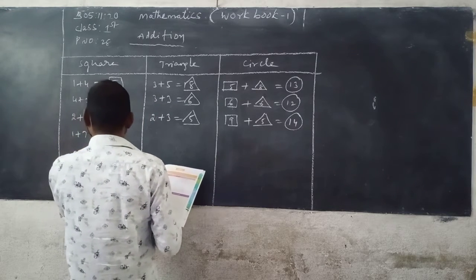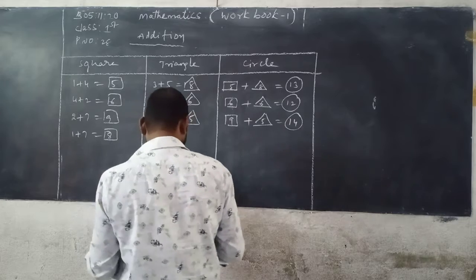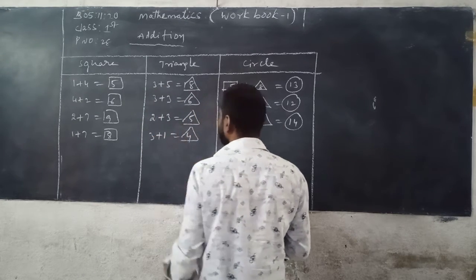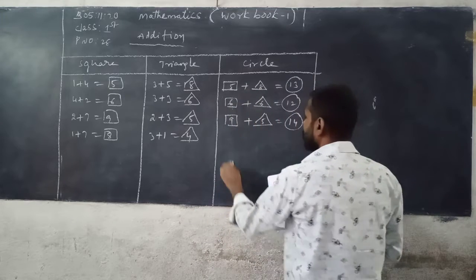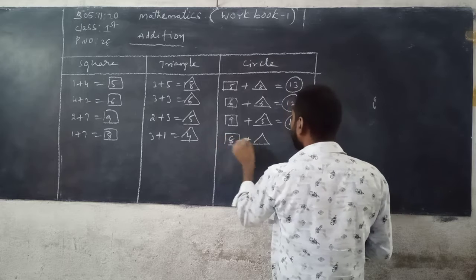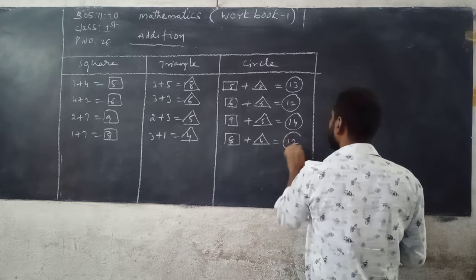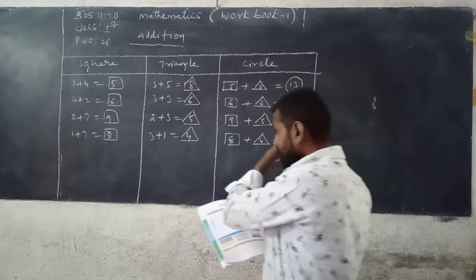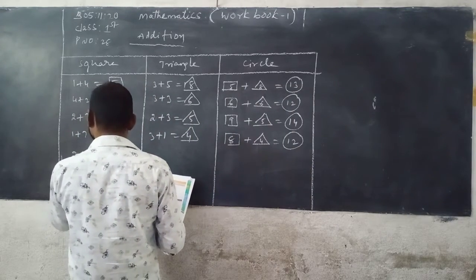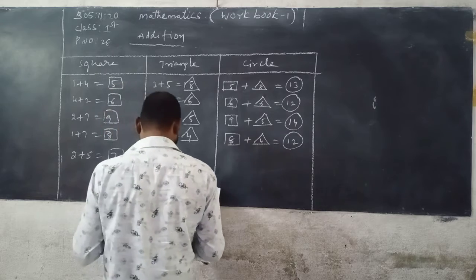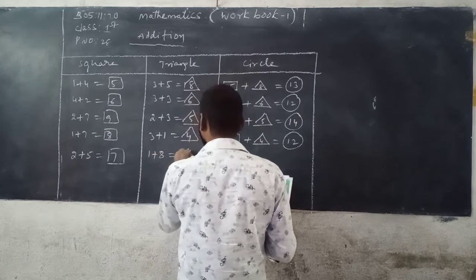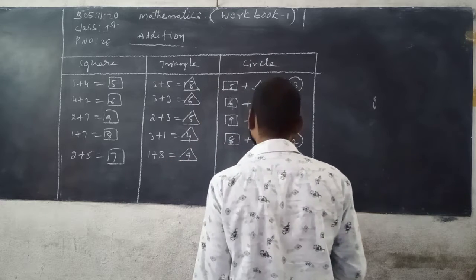Next, 1 plus 7 you can get 8. When 1 is added to any number, you can get the next number. 3 plus 1 you can get 4. Now see here, 8 plus 4 you can get 12. Write in circle set. Now next, 2 plus 5 you can get 7. 1 plus 8, 1 is added to 8, you can get 9. Write down in triangle set.